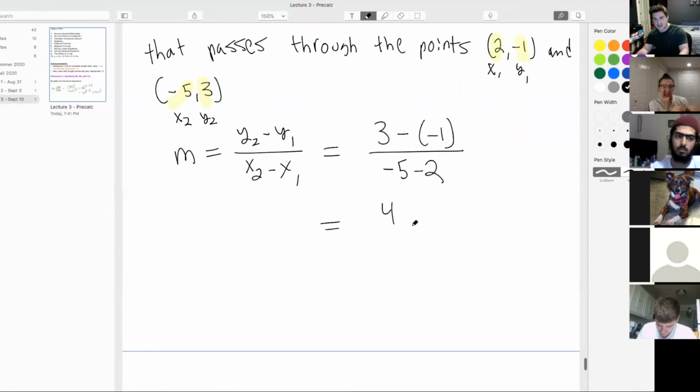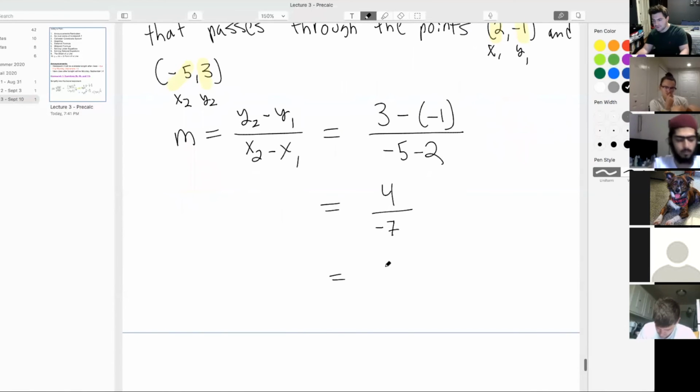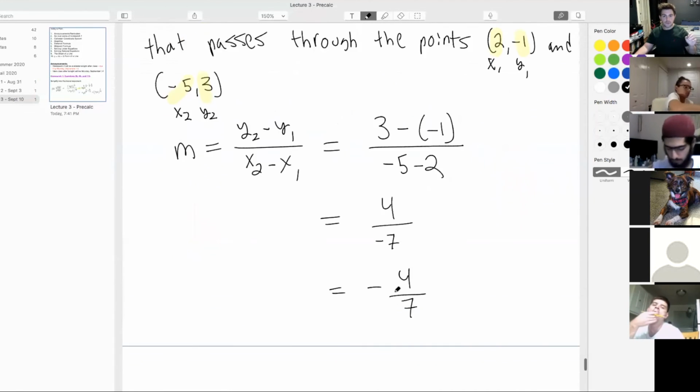So just work this out. This will be 4 over -7. And if you can just bring that negative sign in front, it'll be -4 over 7. All right, good. So that's slope, okay?